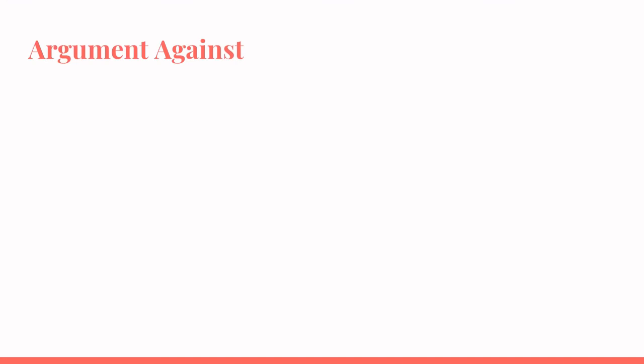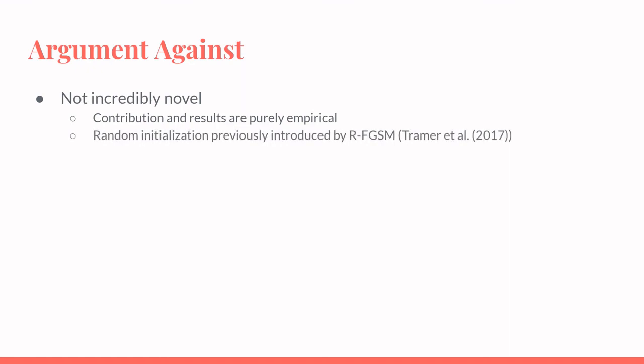So in terms of arguments against this paper, I think one clear thing is that this work is not incredibly novel, and the contribution and results are purely empirical. So one, FGSM adversarial training has been studied before. And not only that, FGSM specifically with random initialization has also been studied. It is true that this paper presents a slightly novel approach to random initialization, but the idea itself has been looked at many times in the past. So here again, this is the paper that introduces random initialization.